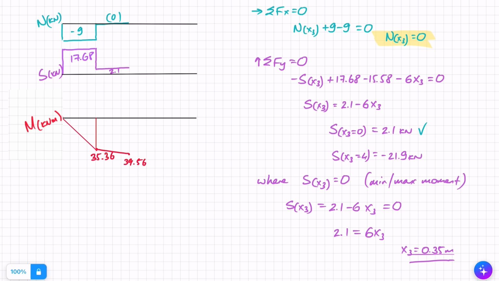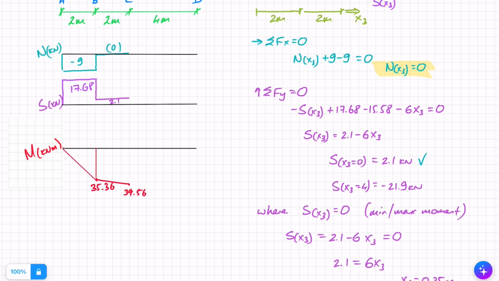So let's just put the two things that we found before we proceed to the moment. In terms of the axial force, we just found that that's a continuation of 0. In terms of the shear force, we discovered that we go from 2.1, which is this place here, and we go to minus 21.9, so something like that. This is minus, and this is 21.9. And I know that this distance here, between here and when I get to 0, is 0.35 meters. And I'm just going to drag this down here, because that'll be where I get my min or max moment.